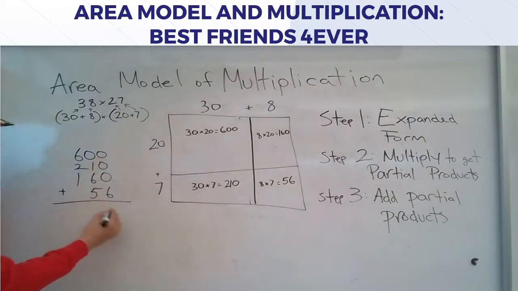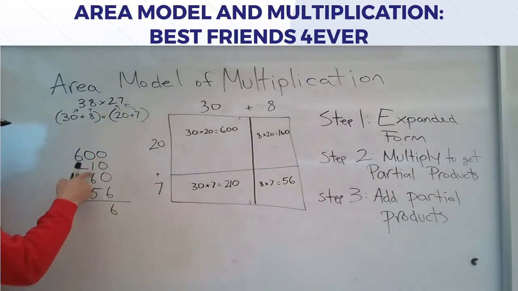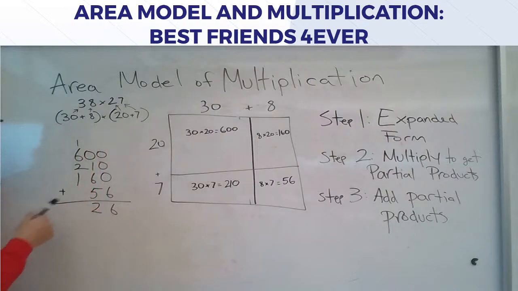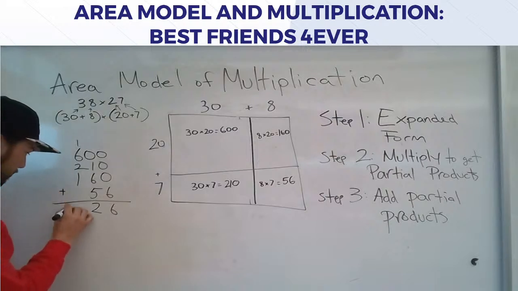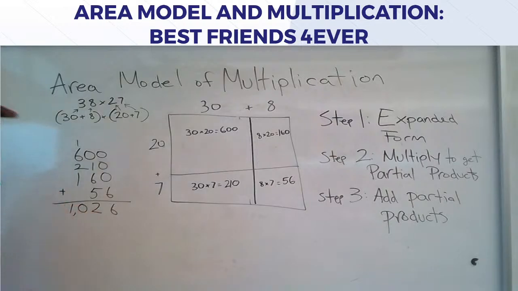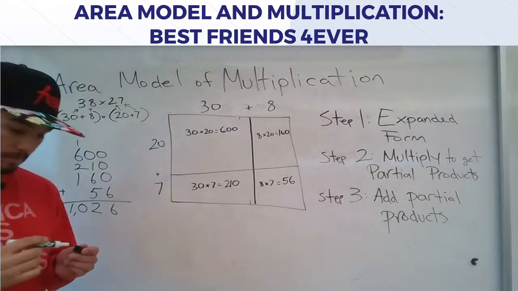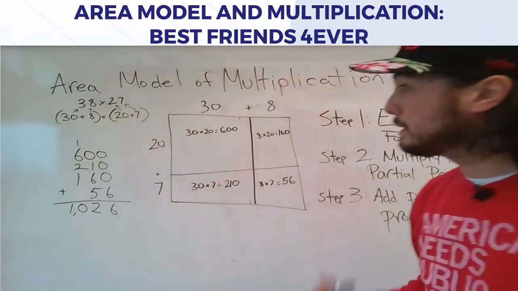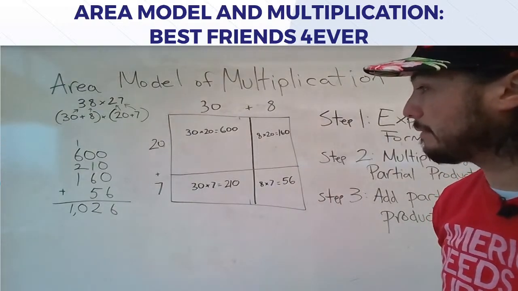Okay. 6, 1 plus 6 plus 5. Well, 5 plus 1 is 6. 6 times 2 is 12. Regroup 1. And then 6, 7, 8, 9, 10. So I end up with a final product of 1,026 for our initial problem of 38 times 27.